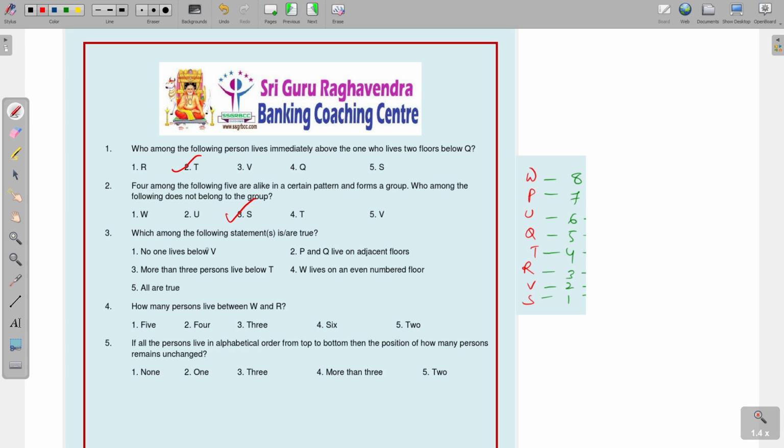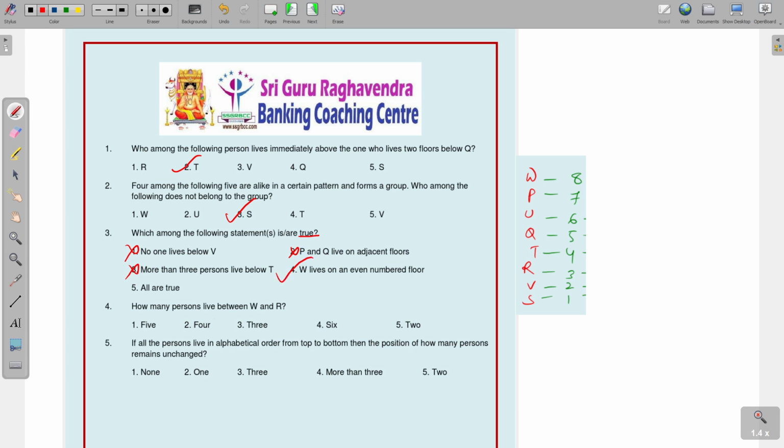Next, which among the following statements is true? No one lives below V. This is not true. And P, Q are adjacent floors. So between P and Q, U is there. This is also not correct. More than 3 persons live below T. So below T there are exactly 3 persons. And W lives on an even numbered floor. W lives on the 8th floor.